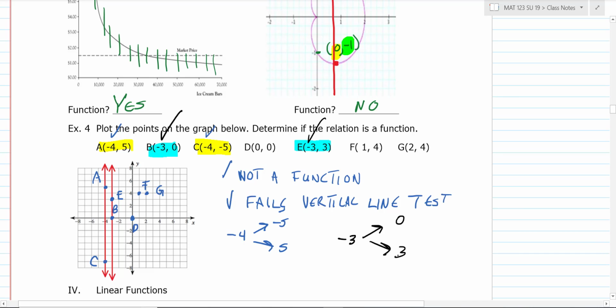Okay, all right, so that will do that. Very simple to deal with the vertical line test. The end.